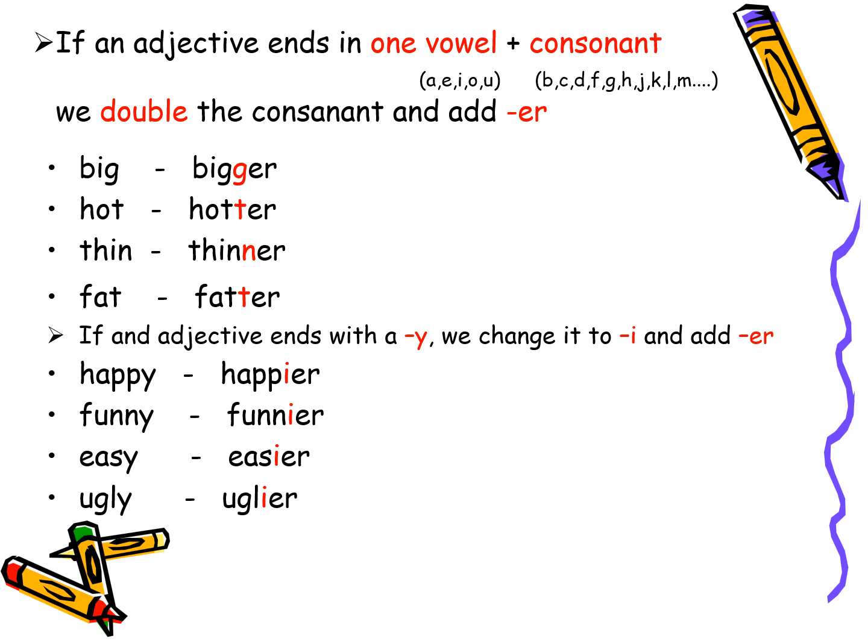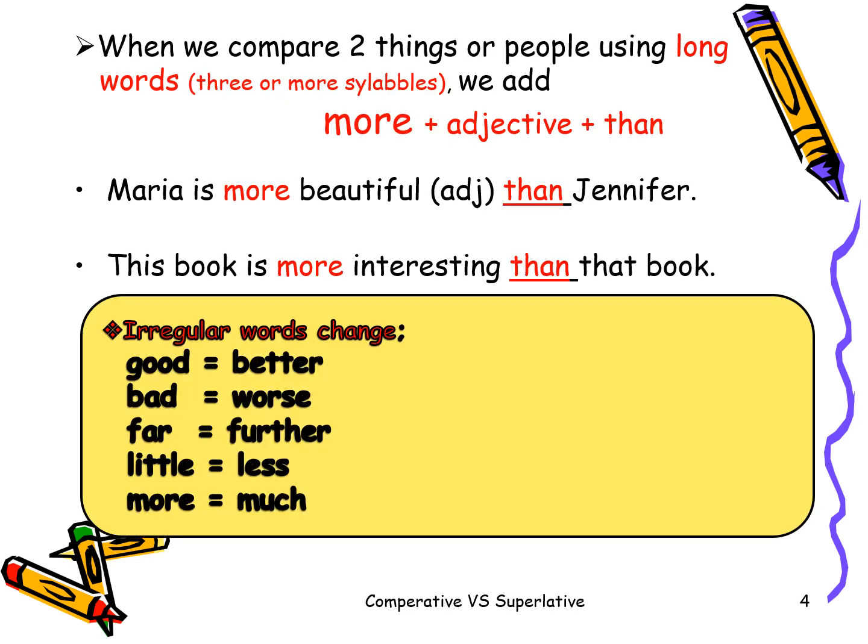Okay, let's move on. When we compare two things or people using long words that have three or more syllables, we add more plus adjective plus than. For example, Maria is more beautiful, beautiful is our adjective, than Jennifer. Let's look at the other example. This book is more interesting than that book. So we use more and our adjective, like interesting, beautiful, and then we use than, then we bring our objects.